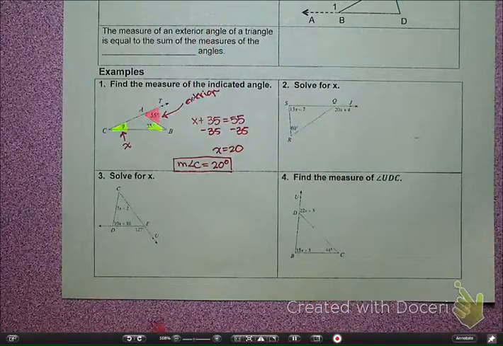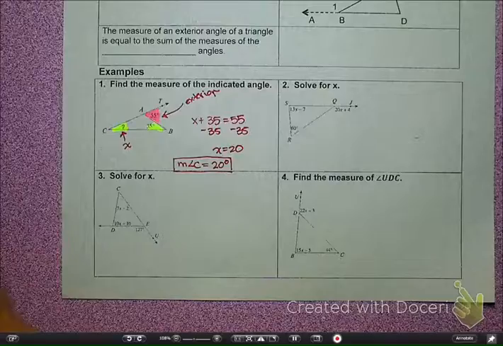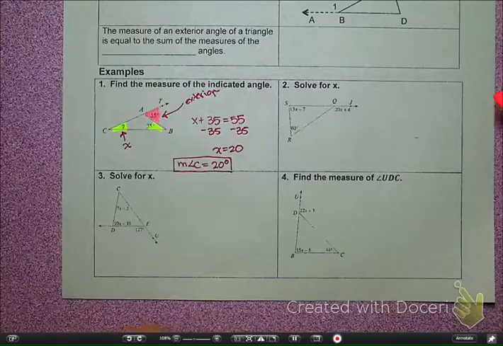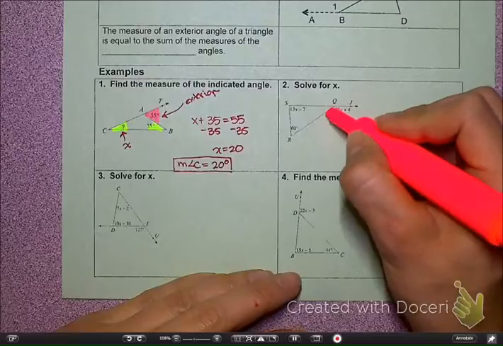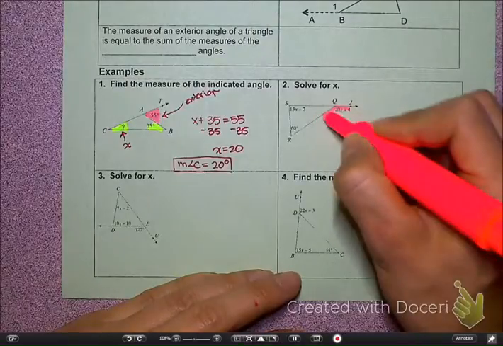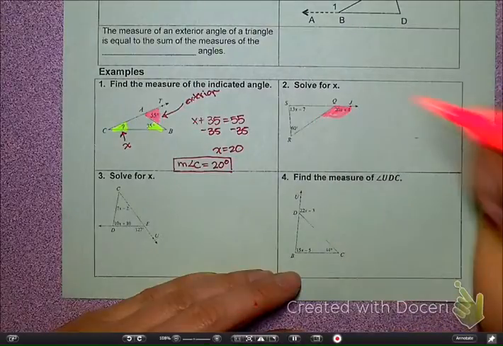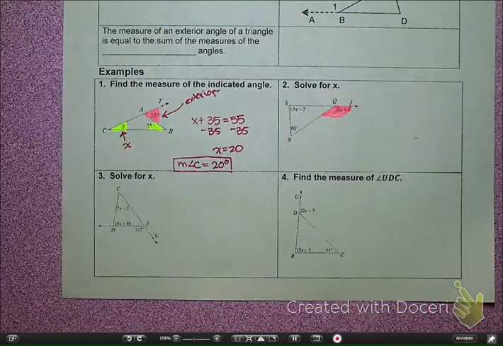All right. Let's take a look at number 2. Okay, number 2 says solve for X. Okay, so let's take a look at where your exterior angle is. Okay, let's highlight it. Okay, which angle is your exterior angle? What is its vertex? What letter? Q, right? So it's this angle right here. This one. Okay, so that's your exterior angle.